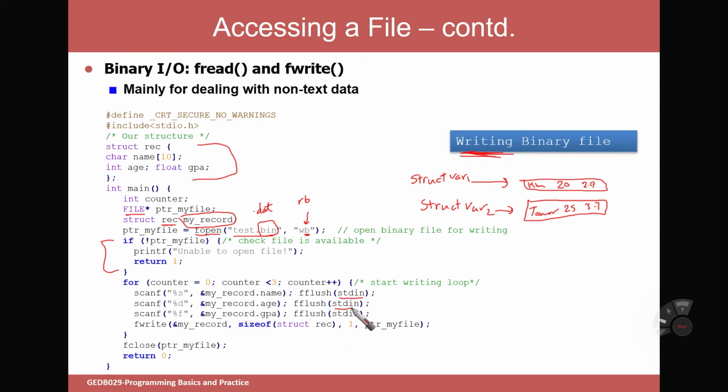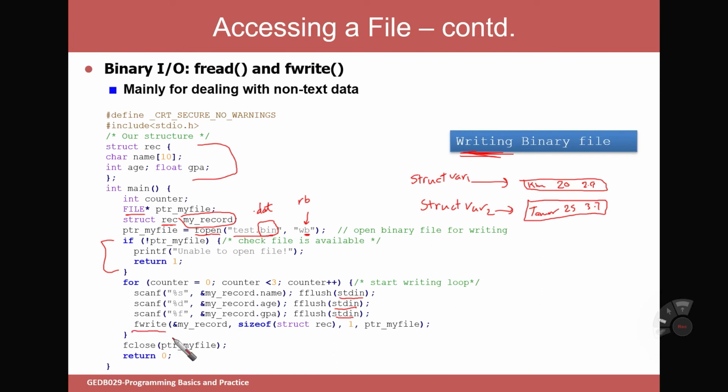This is to prevent the problem when you are reading multiple values, and sometimes it will jump without reading all values. So flush is important for reading multiple values. And now here I read name, I read age, I read GPA, so I read this one for my record, and then I write to the file.